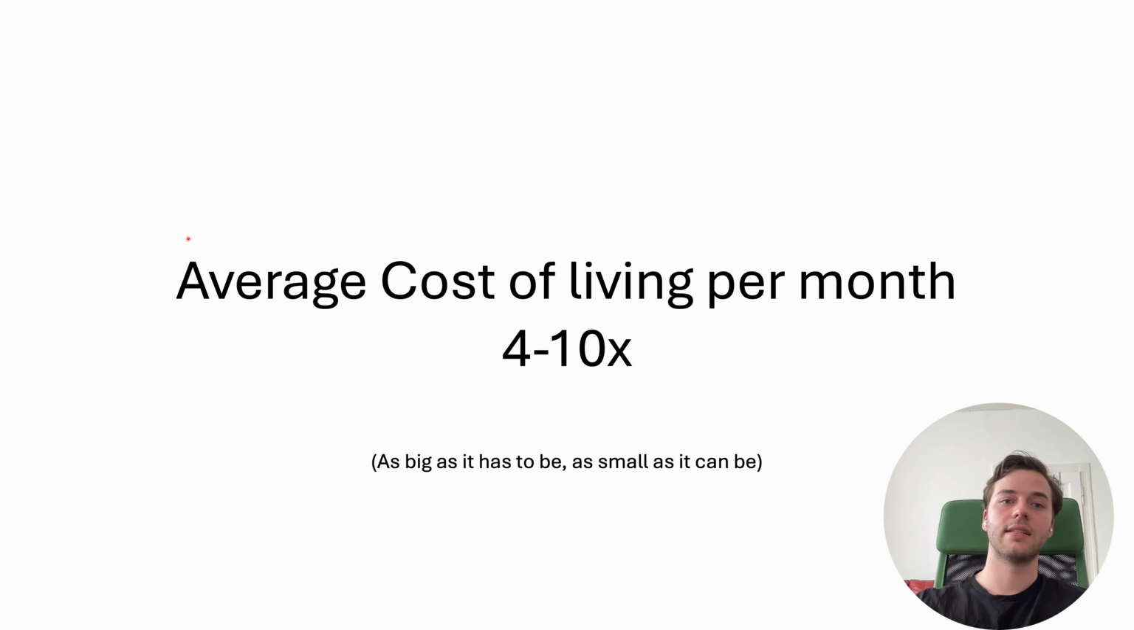So Comma recommends average cost of living per month times 4 or 10. And the important part for this kind of money is that it is safe and that it is very liquid, that if we need it short term, we can access it very fast.